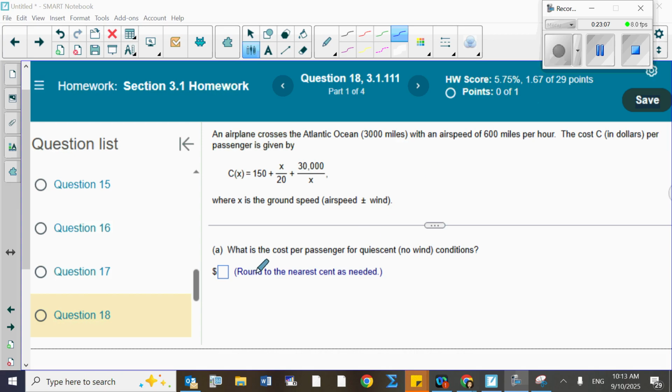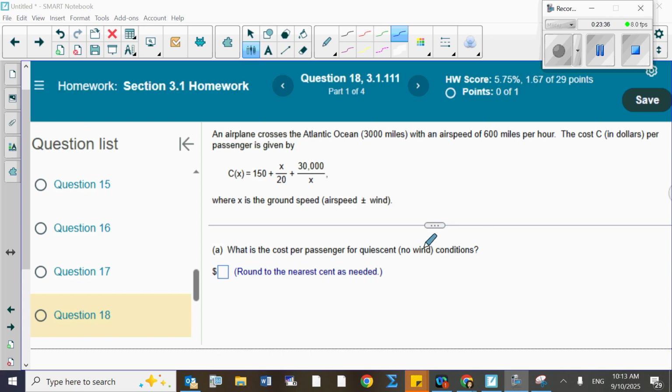Question 18. An airplane crosses the Atlantic Ocean with an airspeed of 600 miles per hour. The cost in dollars per passenger is given by this formula. Also we know that x is the ground speed. That means airspeed plus or minus wind. Now it's asking what is the cost per passenger for quiescent, which means there is no wind condition.